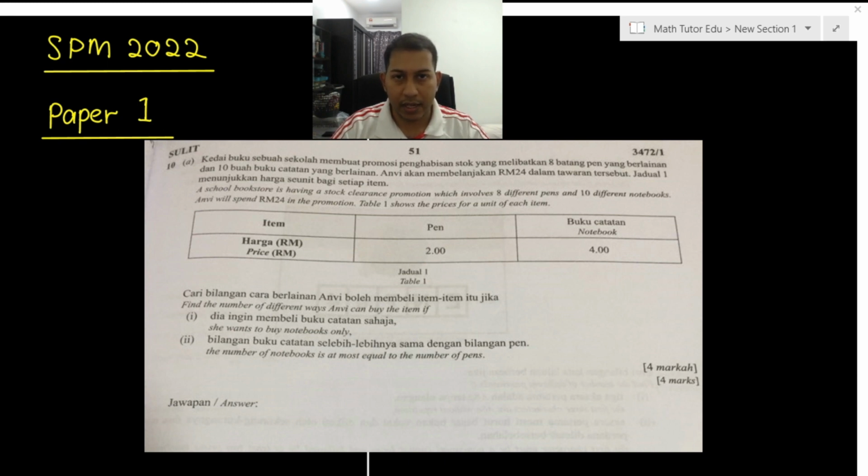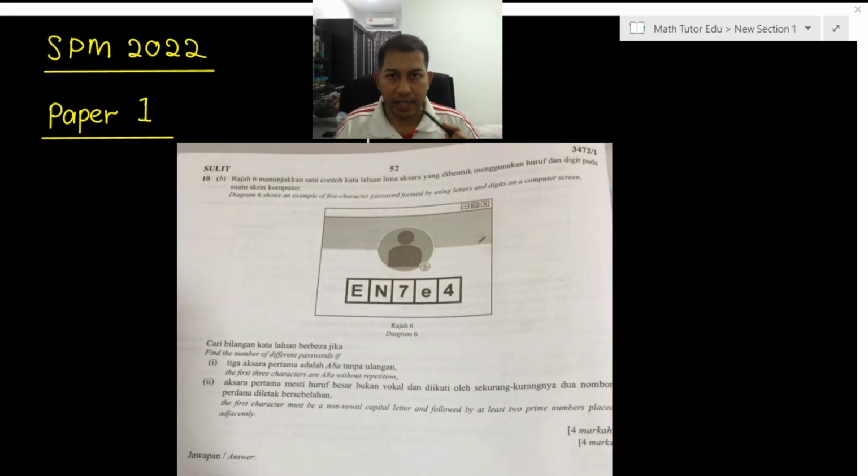Let me read question 10 part B now. Diagram 6 shows an example of a 5-character password formed by using letters and digits on a computer screen. As you can see here, you have capital letter E, capital letter N, 7, E and 4. Continue to read the question.